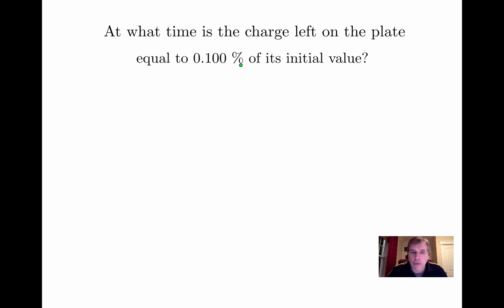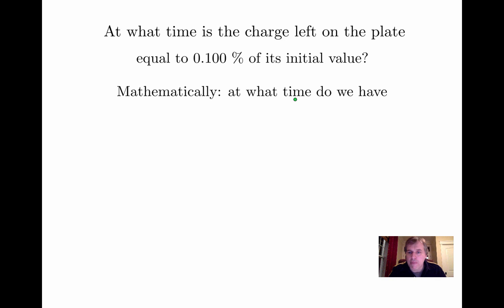So we have to set up an equation. Mathematically, what are we trying to find? We're trying to find at what time the following equation is valid. Right now, you should be able to pause and solve it by yourself, but here's the solution. At what time do we have that QC is equal to 0.1%, which is 1 times 10 to the minus 4 times the initial charge? That's what we're trying to solve. We're trying to solve for t that satisfies that.